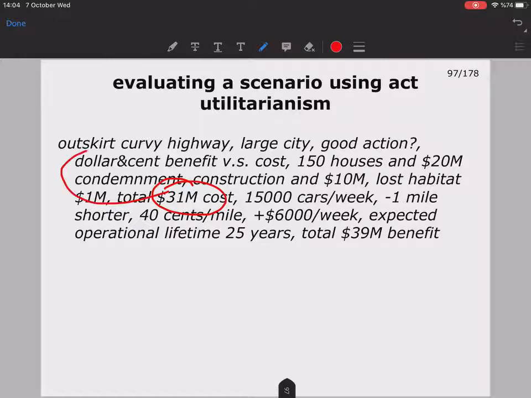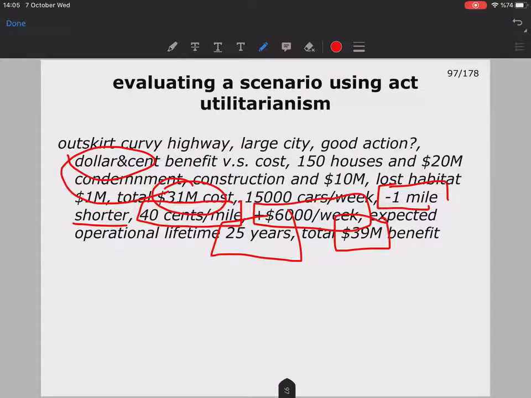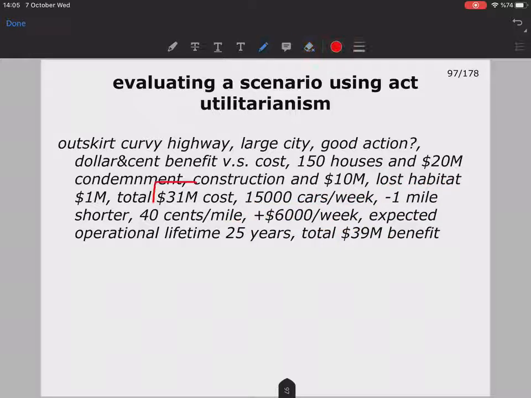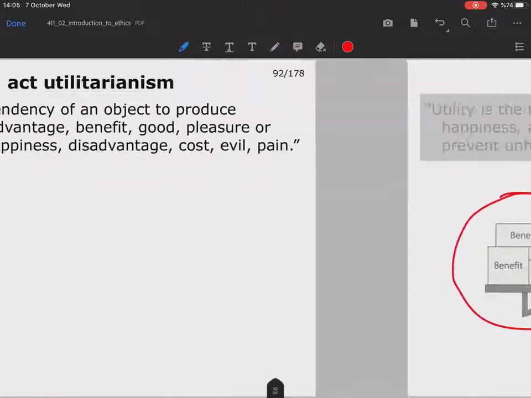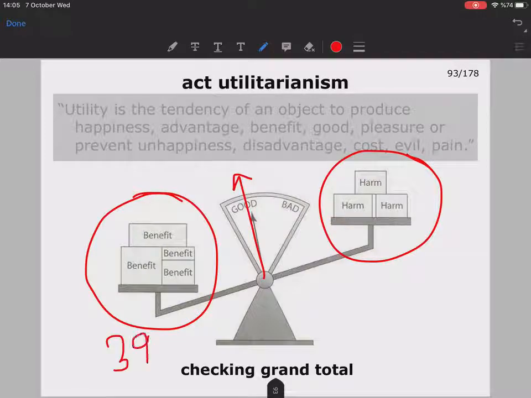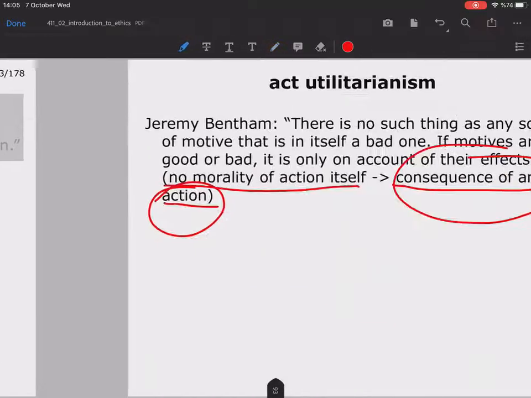Okay, you're converting everything to dollars and cents here. And there will be 15,000 cars per week passing on that road, resulting in one less mile of travel for them, resulting in, let's say, if you assume that it costs 40 cents per mile for cars, this much of benefit per week. If you expect a lifetime of 25 years, you're expecting this much benefit in total. As you see, this is the cost and this is the benefit. What is the result of checking the grand total here? See here, if it is this one, if it is this one, you say that this action is good.